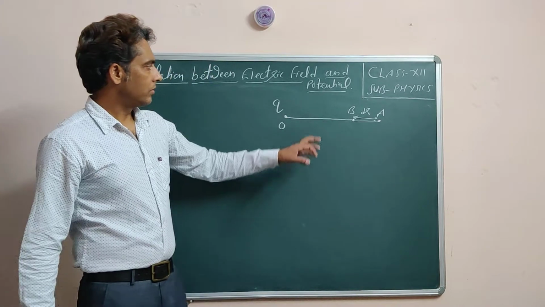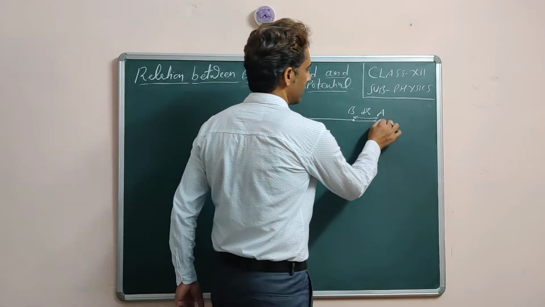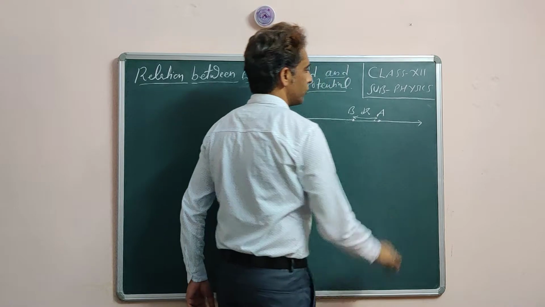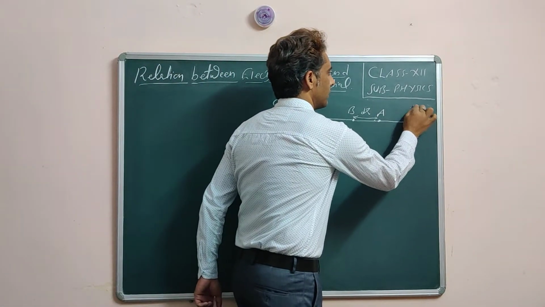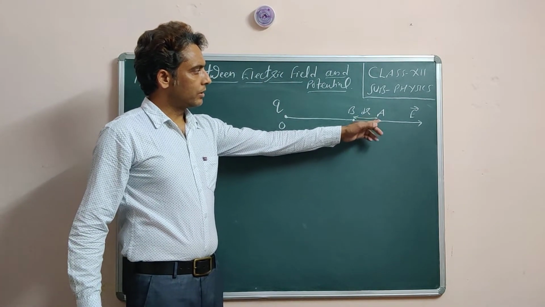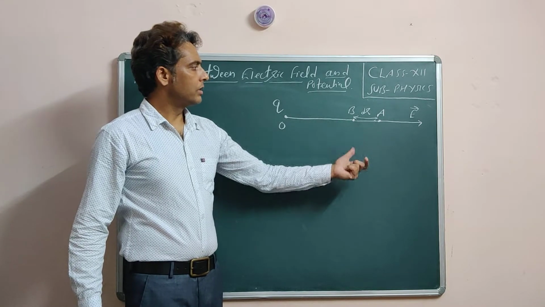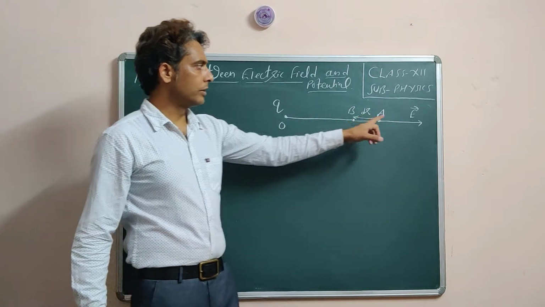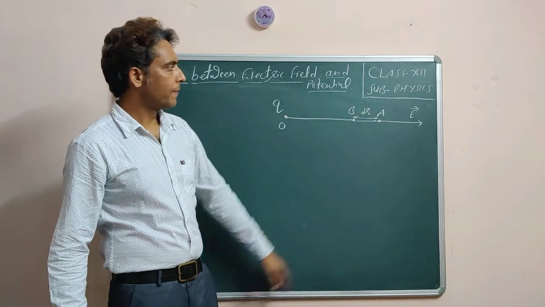Now the electric field due to this charge at this point is in this direction. If the magnitude of electric field at this point be E, now here these points A and B are very near to each other, meaning the separation between A and B is very small, so we can assume that the magnitude of this electric field intensity is the same at point A as well as B.